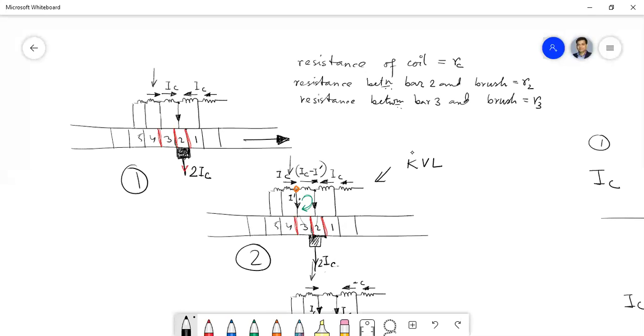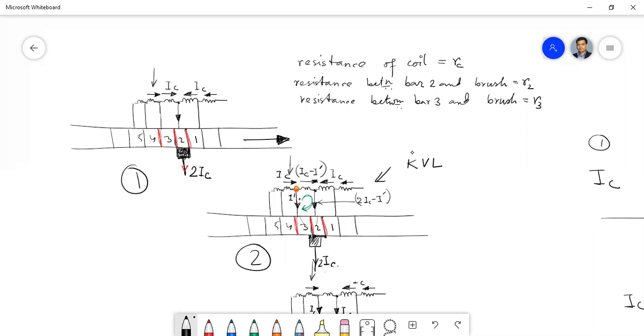What is this current? Can anyone tell me? 2IC minus I prime. Correct. Because IC minus I prime and IC from the right, that means 2IC minus I prime. So these are the three currents in this loop. Accordingly, you try to write the equation.